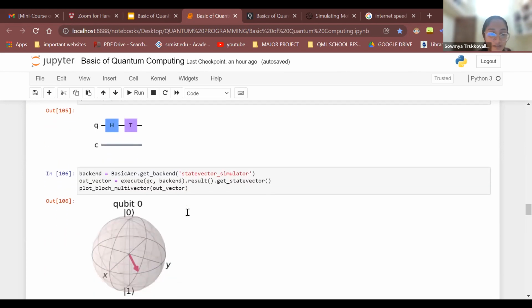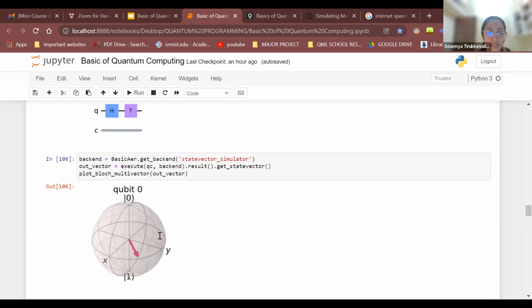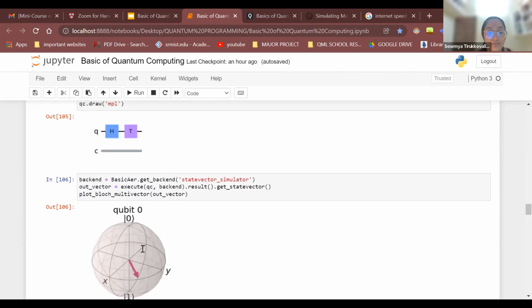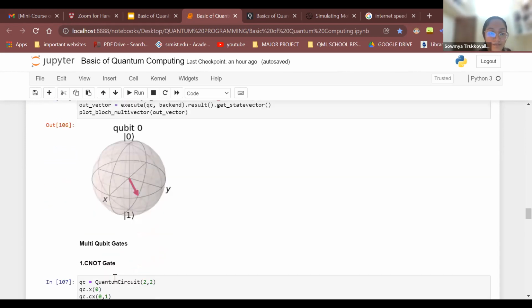Again, with the T gate, initially the qubit was pointing along the x-axis, and after applying the T gate, the qubit moved. So it does a pi/4 rotation around the z-axis.